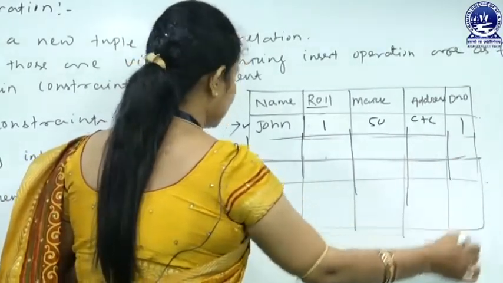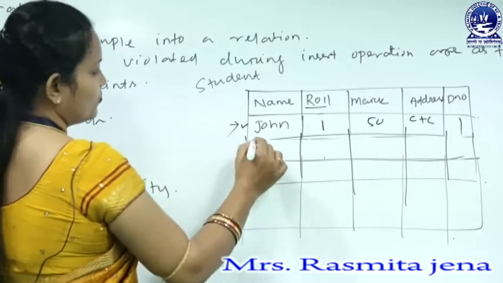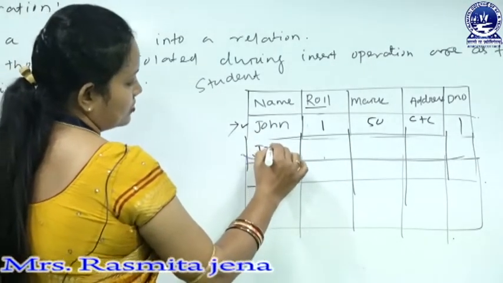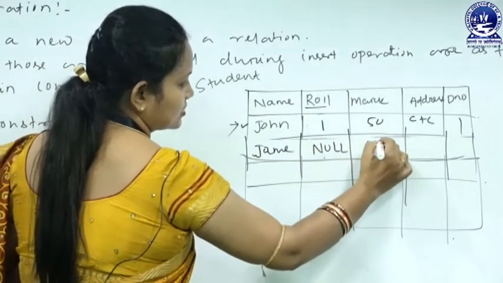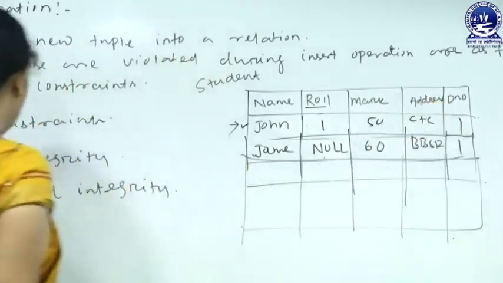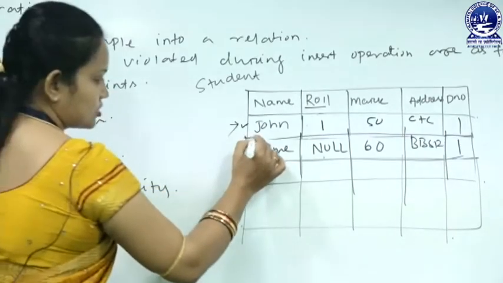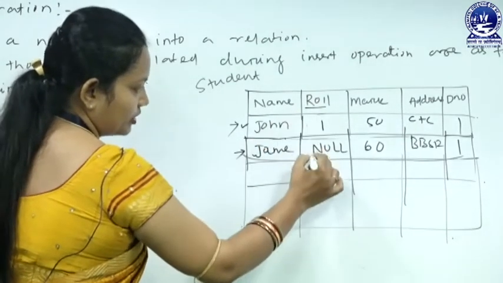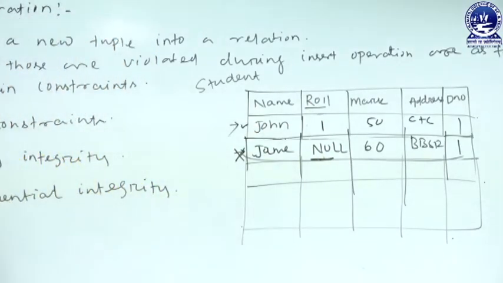Let us see the next constraint, that is your entity integrity constraint. If I am putting a value, suppose James, roll number as null and mark is 60, address is VBSR and department number is suppose 1. Entity integrity constraint specifies that the primary key cannot be null, but in this case of tuple 2, I am putting the primary key value as null. So, this will also not be accepted. Then comes your referential integrity constraint.